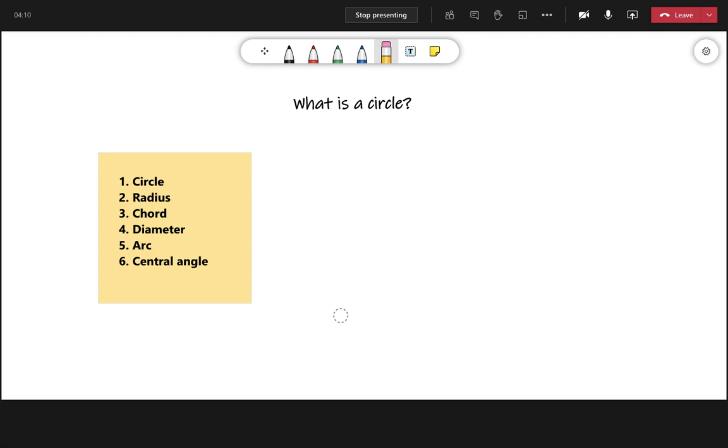Okay, so today we're going to be talking about circles. This is the intro to our circle unit. So the first thing we're going to talk about is what exactly is a circle?